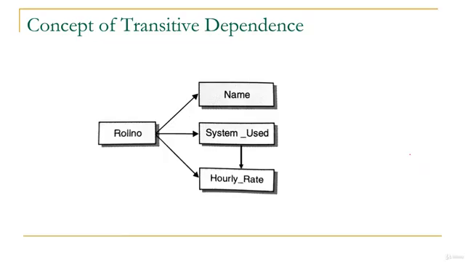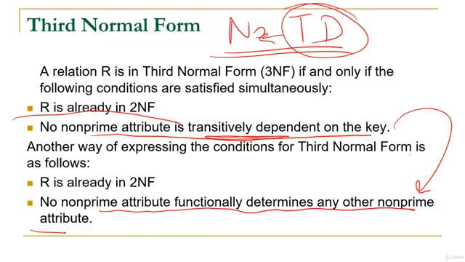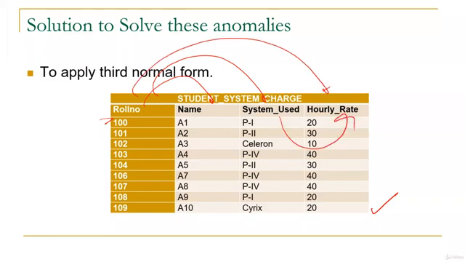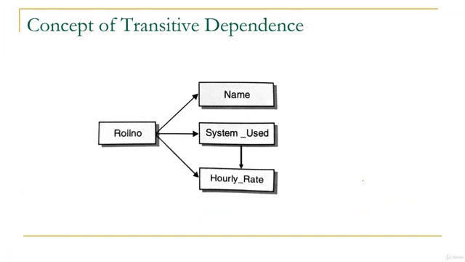So we have this table, and in this table, if you draw the functional dependence diagram, you know that roll number is the primary key, so it will functionally determine all other columns. But we also have a dependence between system used and hourly rate. This dependence of system used and hourly rate is causing the problem. So this is the diagram here. You can see that there is a dependence between these.